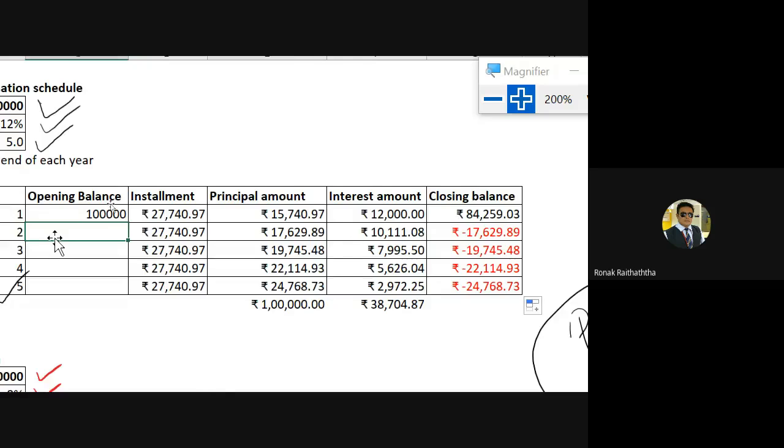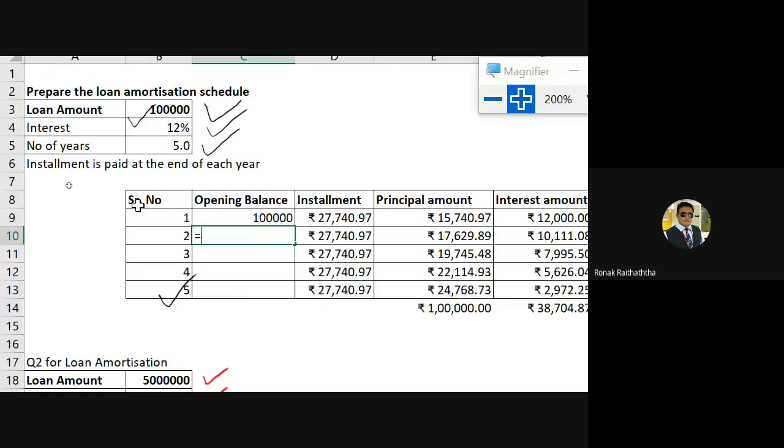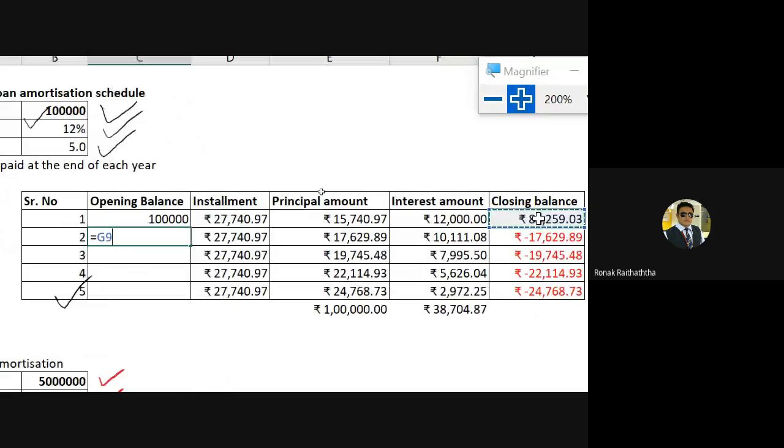And the opening balance formula would be equal to the closing balance of the last period. So equal to G9 in the second one. And this formula will also remain same, right? Because the closing balance of each and every period will be the opening balance of the next period. So I'm just copying that formula and pasting it to all other cells.